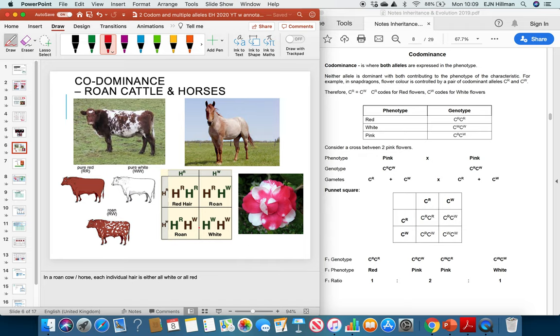Okay. Just as a little reminder, I can't emphasise enough how important this is. Here we can see that the gene is represented here by an H for hair. The allele is represented by a capital letter in superscript, so R or W.